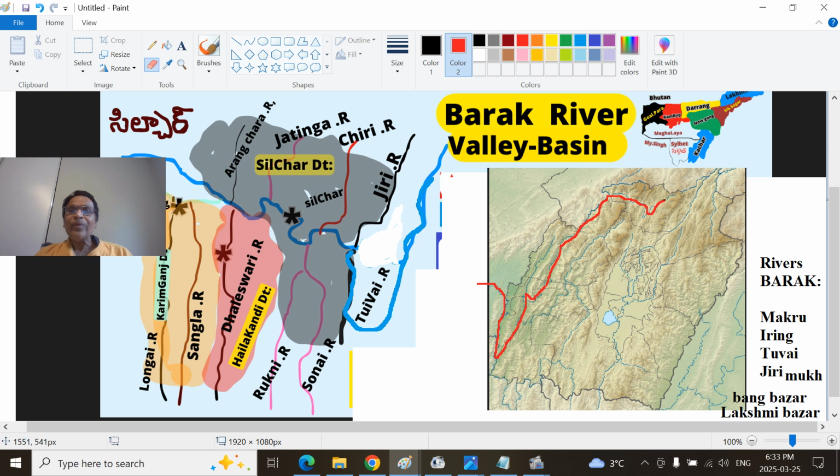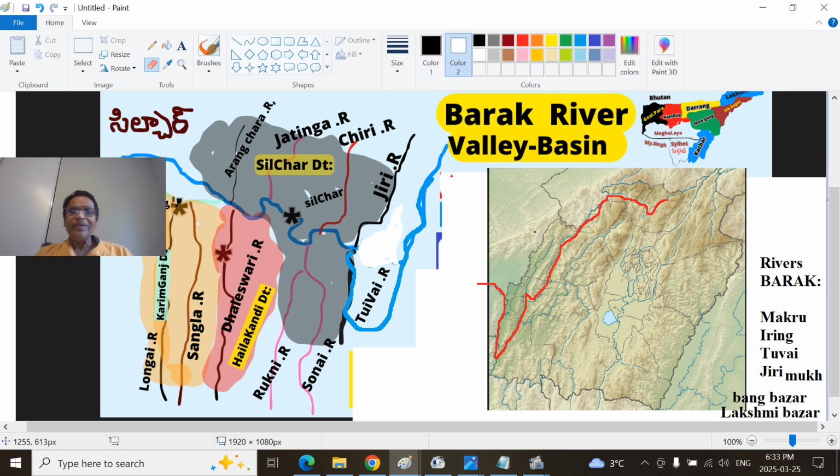Kangpokpi town will be somewhere here. This is the Animatol Mountains, West Manipur Mountains. This is the Imphal Valley in the Manipur River basin. So we have covered the main river. I will come to that and we'll start over and the major part now.